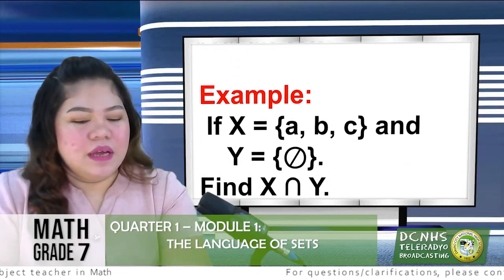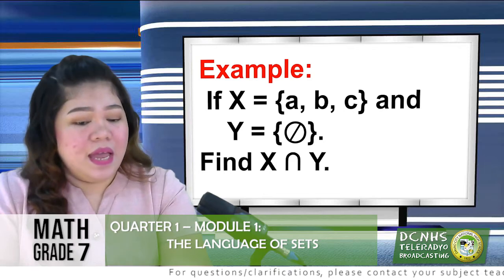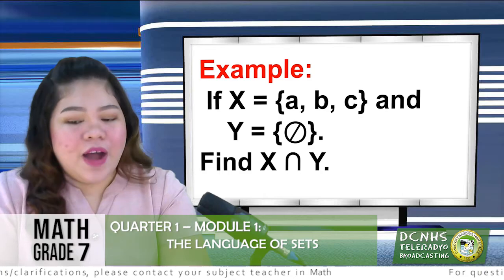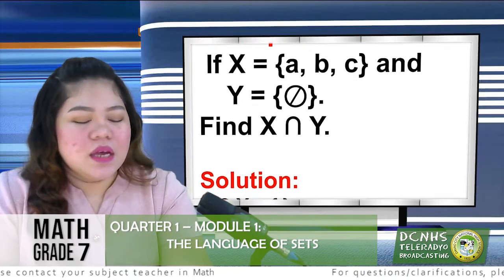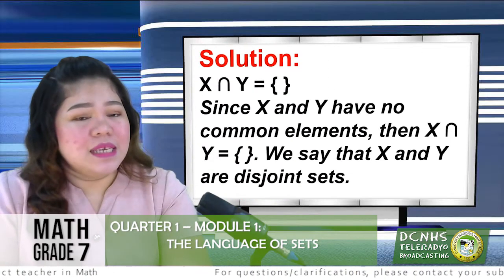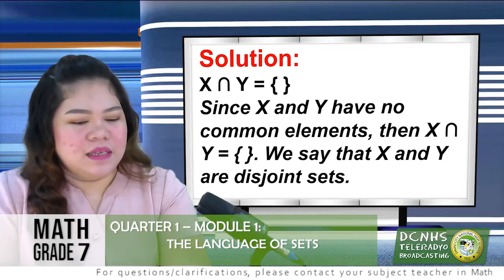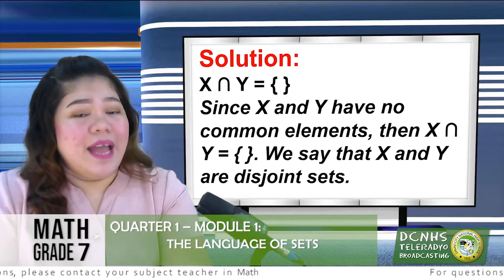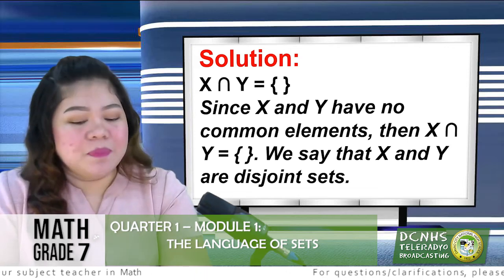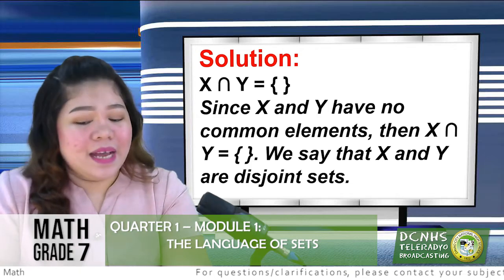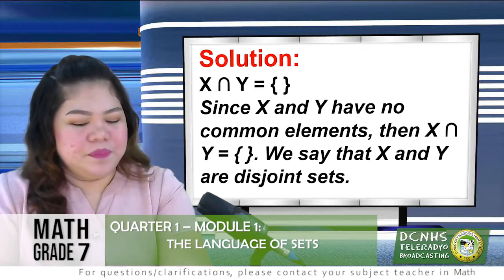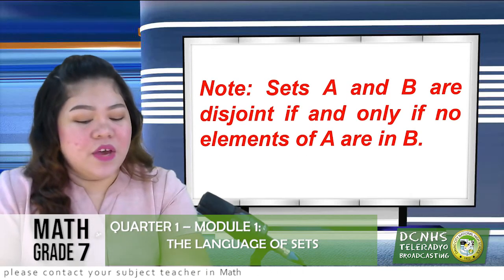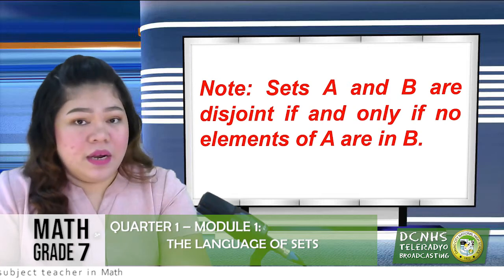Another example, if X is equal to the set of A, B, C, and Y is equal to an empty set, find X intersection Y. Solution. So X intersection Y is equal to an empty set. Since X and Y have no common elements, then X intersection Y is equal to an empty set. We say that X and Y are disjoint sets. Note, sets A and B are disjoint if and only if no elements of A are in B.